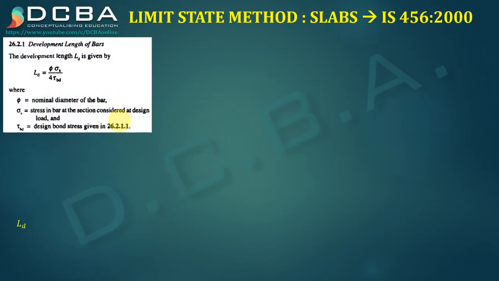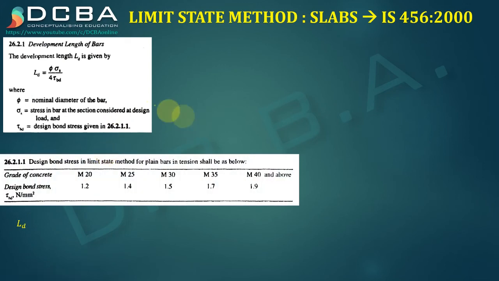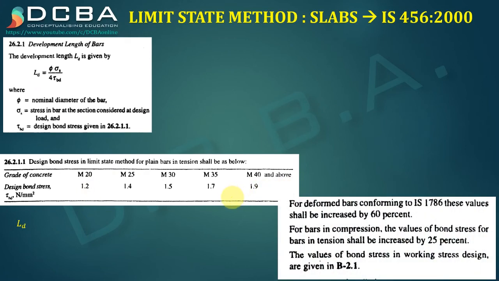Next is check for the development length. So development length concept also I had explained in my previous video. LD is phi into sigma s upon 4 tau BD, and in my previous video lecture I had shown how this formula is coming. Tau BD is the bond stress of your concrete. For deformed bars, this tau BD has to be increased by 60%, and if the bar is under compression, it has to be again increased by 25%.